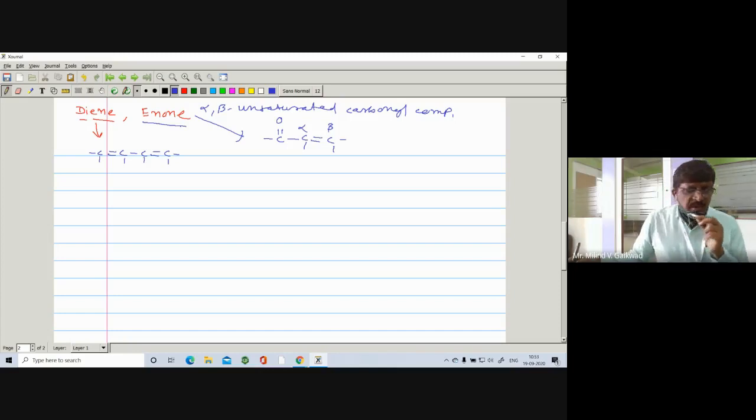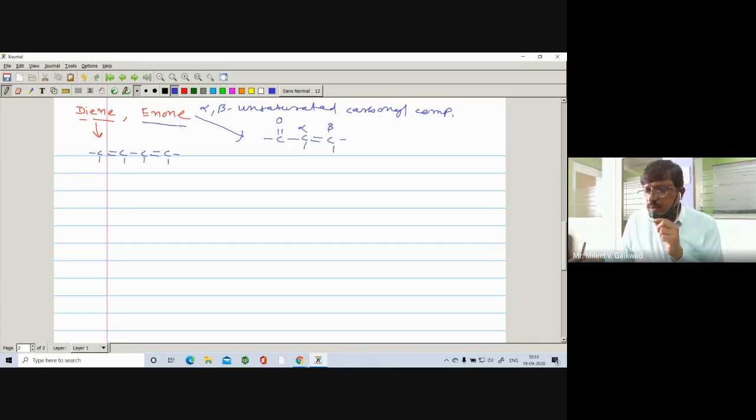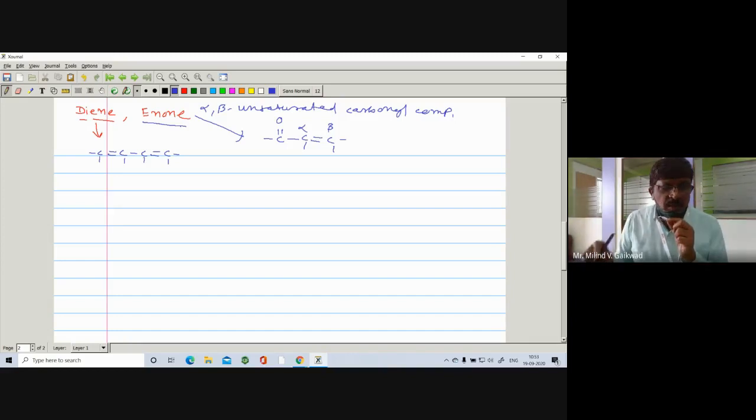So there are some numericals on this diene system and the enone system. Before we solve these numericals, we should know some basic concepts. If you know those basic concepts, then very easily we can solve any question on that. So what are those basic concepts? Here, number one.